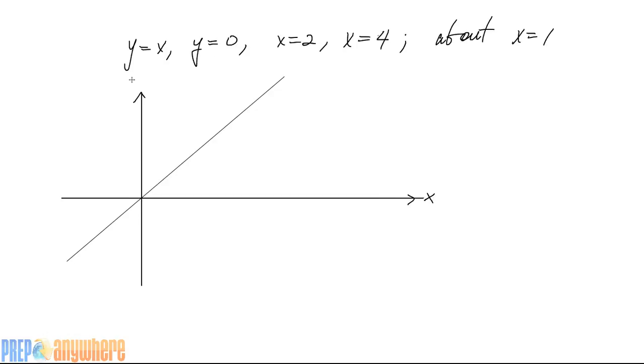x equals 2. So let's say that's 1. This is 2. So we're talking about the x-axis, and now this 4, 3, 4. So now we're talking about that. So we're talking about this area. And we're going to rotate this about x equals 1, which is this.